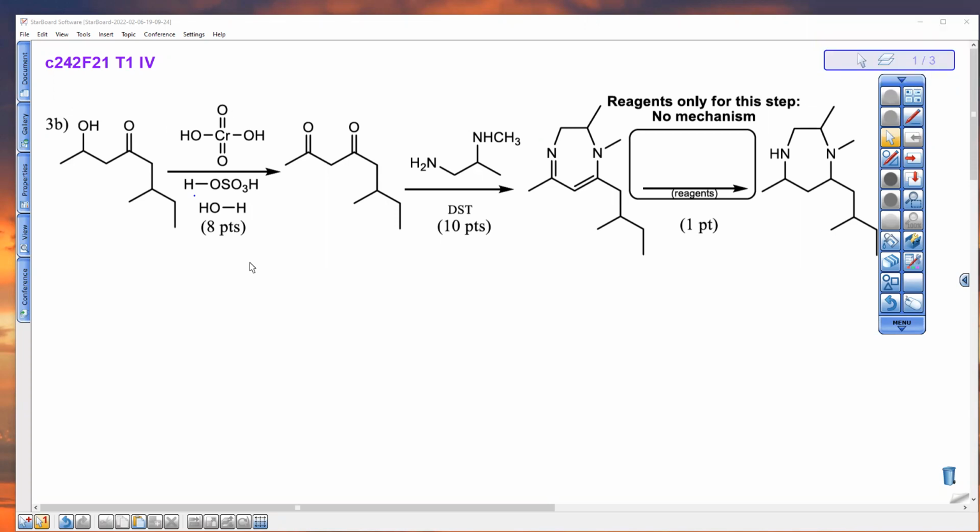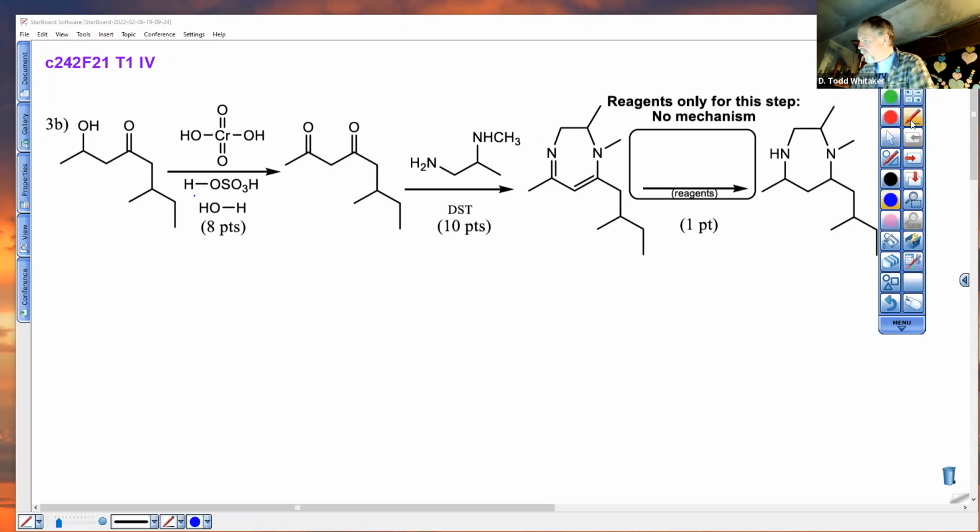We're going to do all of these mechanisms today without any short forms, just to remind you, you don't have to use the short form. So all one color. We got our lone pair on our oxygen here. And we're protonating that oxygen. We're getting chromic acid.